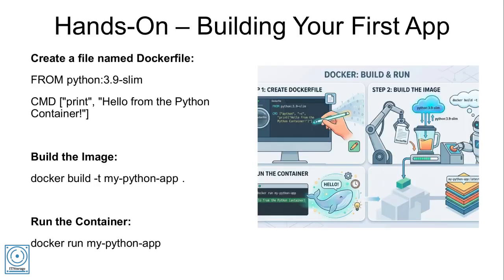Hands-on: building your first app. We move from using someone else's image to building our own. Now I'm going to create this Dockerfile and build the image and then run the container. We use the docker build command. The "-t" stands for tag, which is just a name for our image. The dot at the end tells Docker to look for the Dockerfile in our current folder. Once built, this image is now a permanent template on your machine that you can run whenever you want.